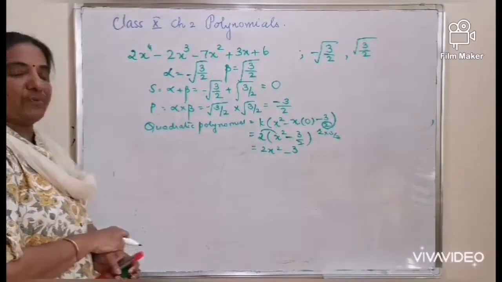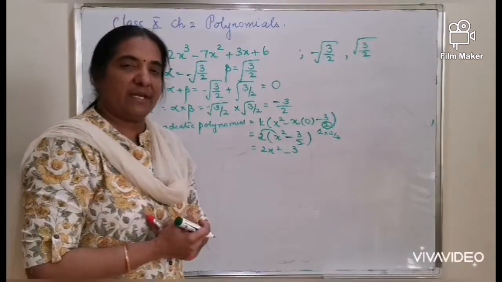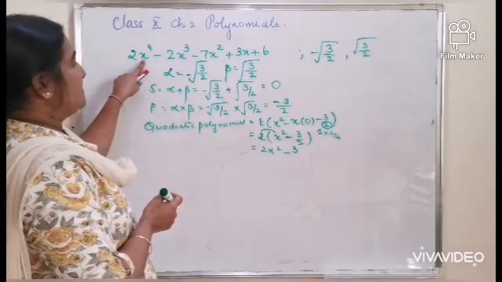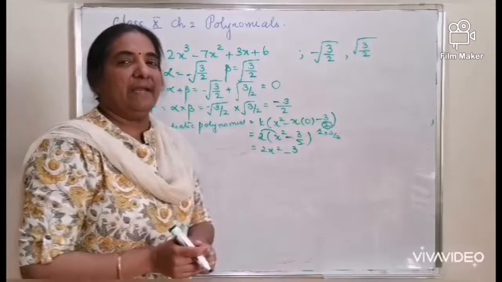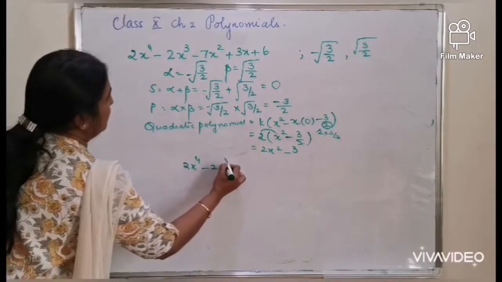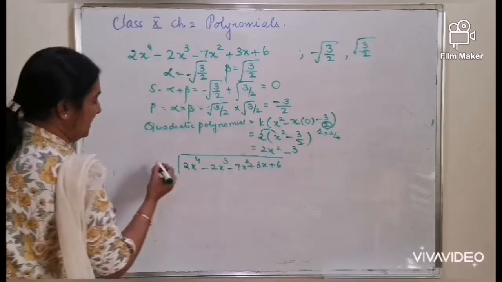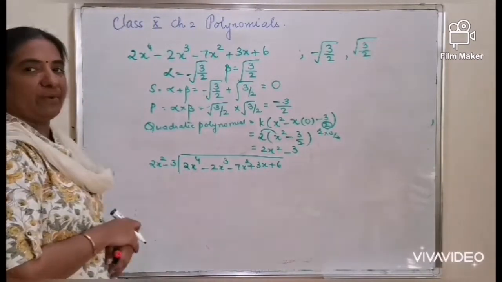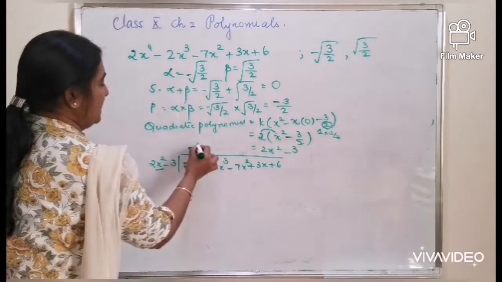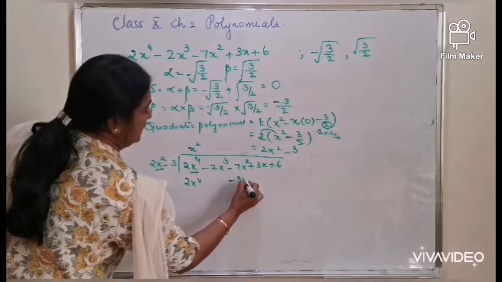Thus, the polynomial 2x square minus 3 will divide 2x raised to 4 minus 2x cubed minus 7x square plus 3x plus 6 exactly, which shows that on division of this polynomial by this polynomial, the remainder has to be 0. 2x raised to 4 minus 2x cubed minus 7x square plus 3x plus 6 with the factor 2x square minus 3. 2x raised to 4 by 2x square gives you x square. 2x raised to 4 minus 3 into x square is minus 3x square.